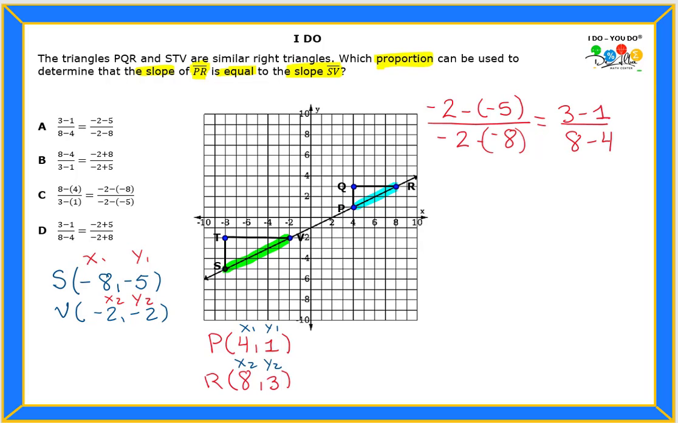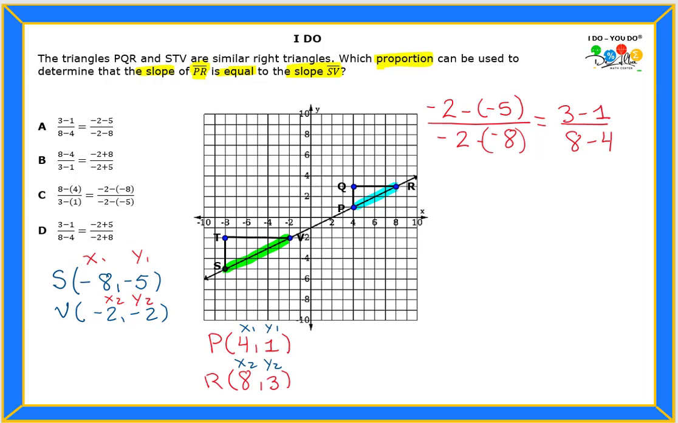So look at the answer choices. And I know what you're going to say for letter A. Miss, letter A looks fine. 3 minus 1 over 8 minus 4. That's good. But what happened on the second section? It says -2 minus 5. I can accept either -2 minus a -5, or we're going to do something right now.